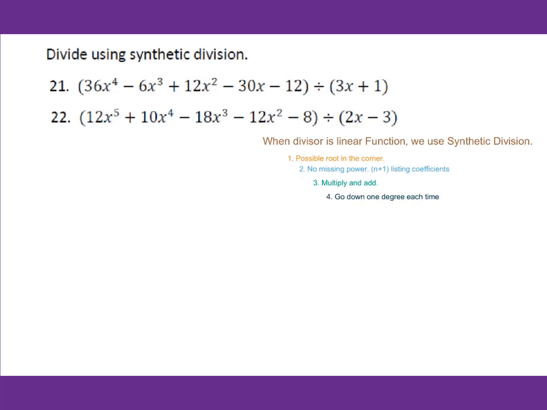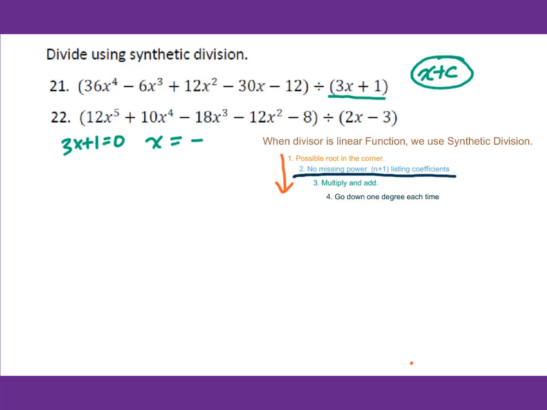Now we are dealing with a linear divisor that's not the x plus c form. And we have 3x plus 1. Still, we need to follow these steps, and remember the first two, that's most important for you. 3x plus 1 equals 0, so we got x equals negative 1 over 3.